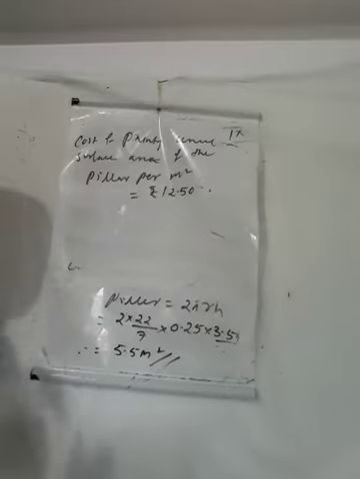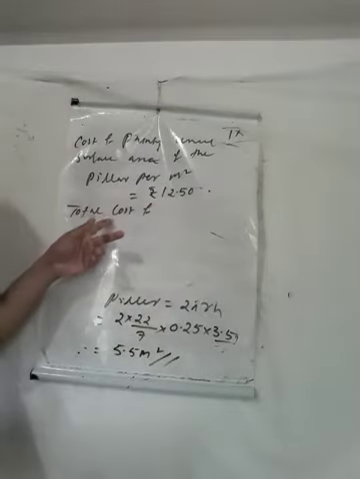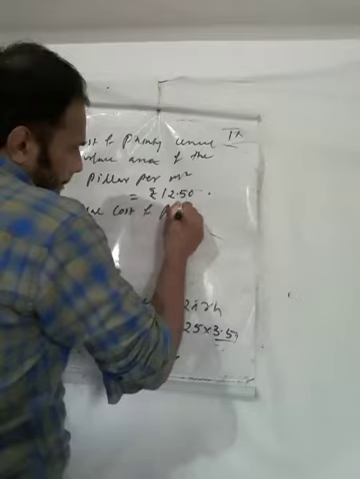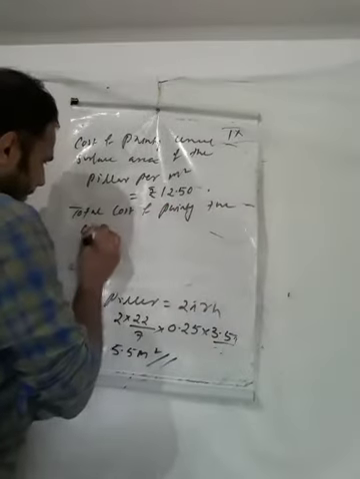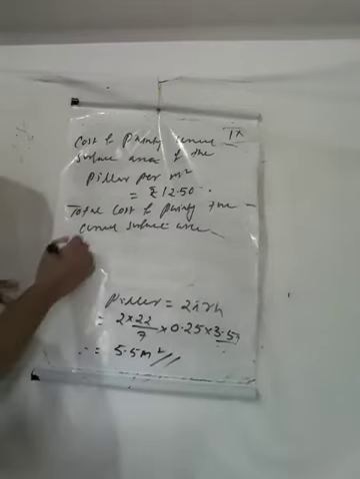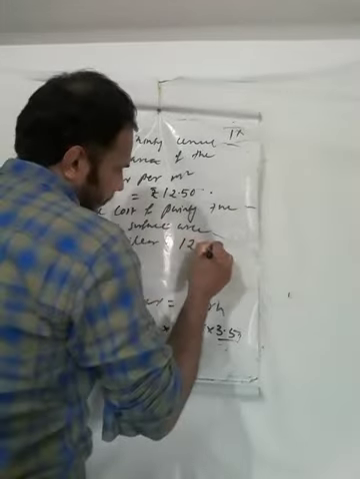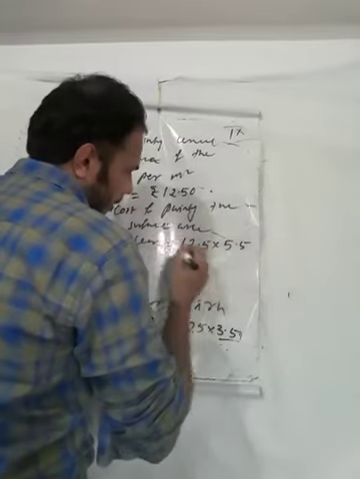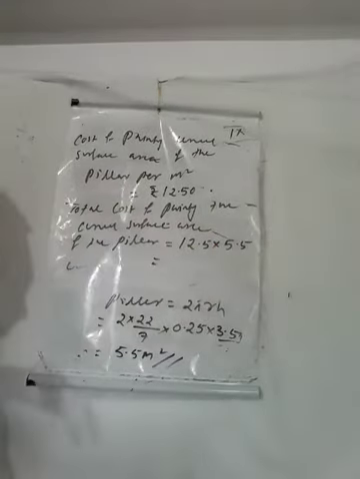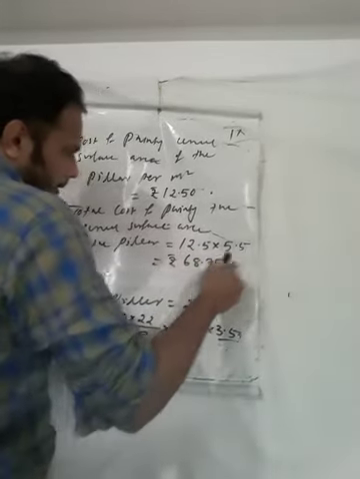So the total cost of painting the curved surface area of the pillar equals how much? 12.5 into 5.5. So you will get the result ₹68.75.